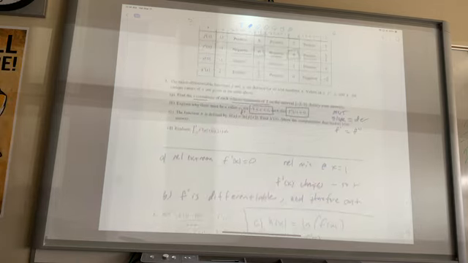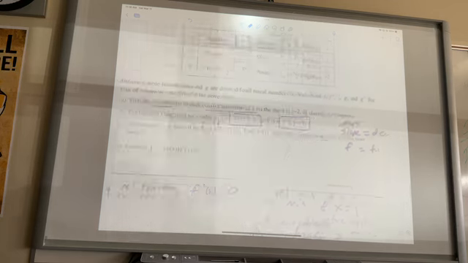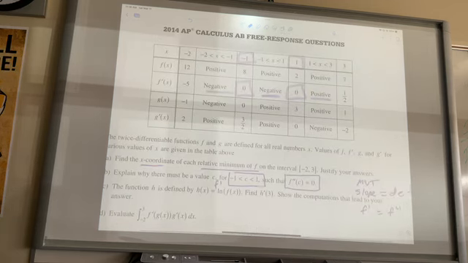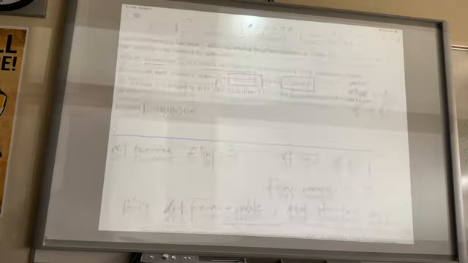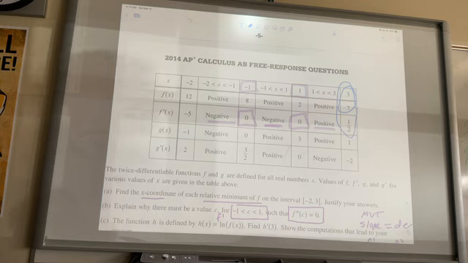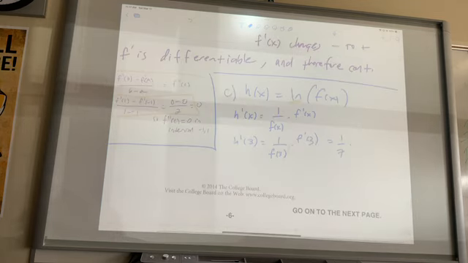Okay, what's f of 3 from my chart? 7. What's f prime of 3 from my chart? 1/2. Guys, this is a 3-point question. You got 2 points for that, 2 points for that. 1 point for your answer. Okay?